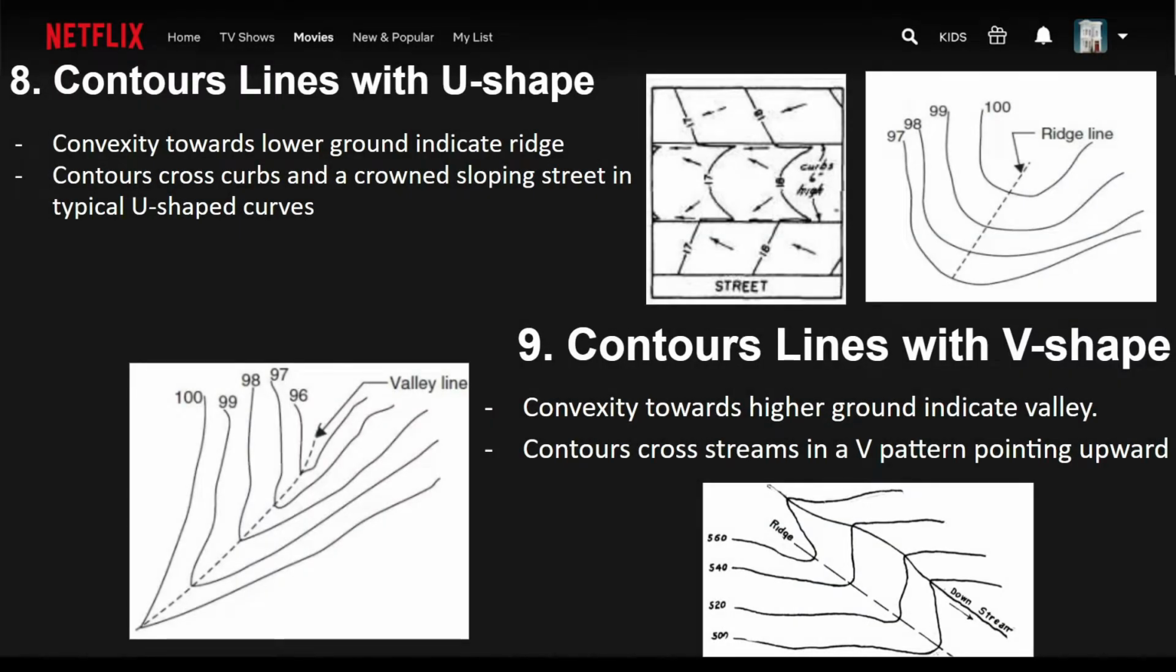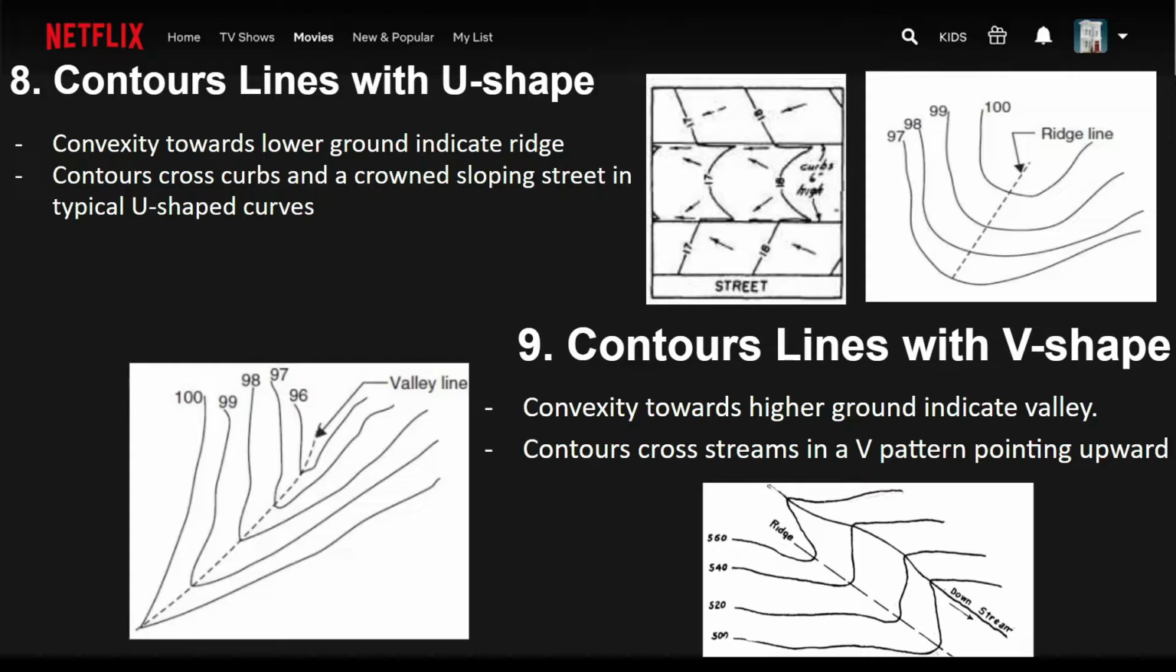So the eighth is the contour lines with U shape. Contour lines with U shape with convexity towards the lower ground indicate a ridge, and contours cross curves and a crowned sloping street in typical U-shaped curves. So those are the descriptions of contour lines if they appear with a U shape.